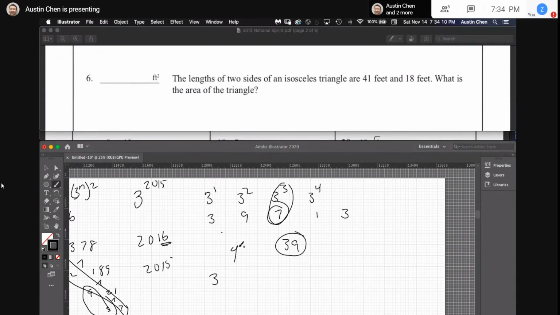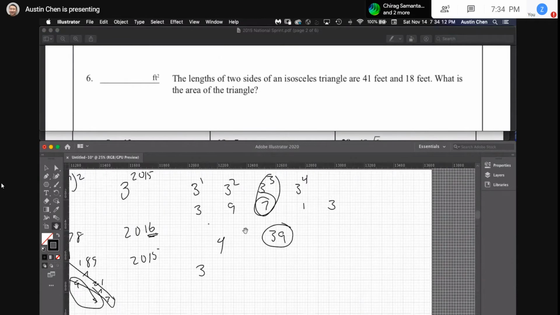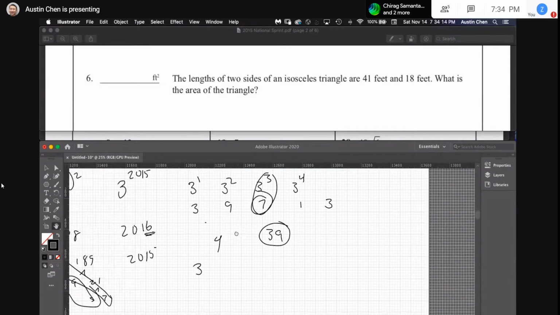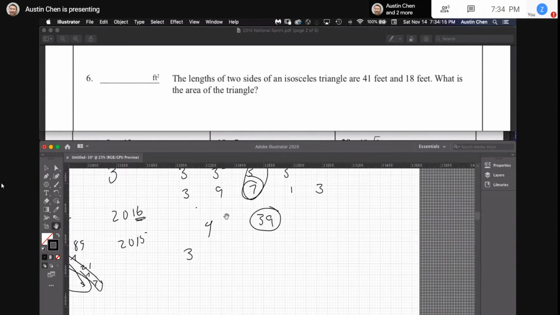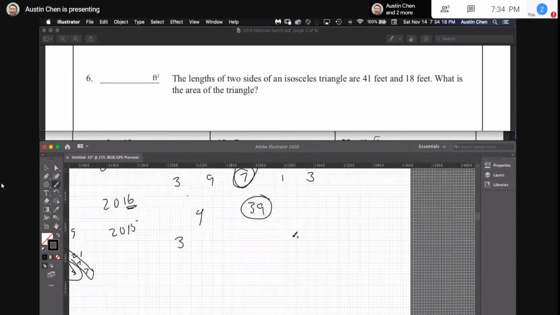The lengths of two sides of an isosceles triangle are 41 feet and 18 feet. What is the area of the triangle? Okay, so we're just given that two sides are 41 and 18. We don't know which one is the base, right?